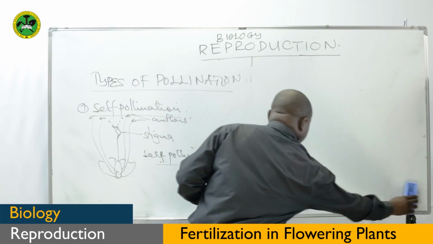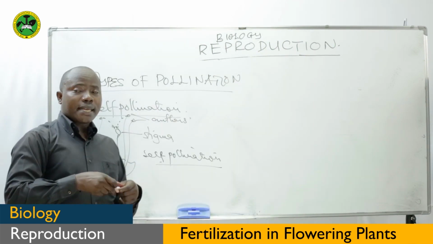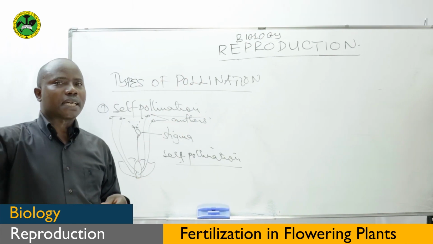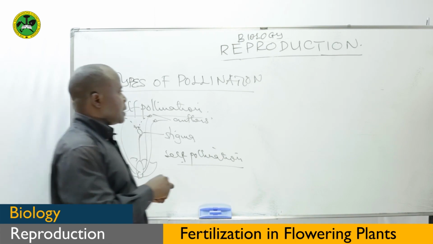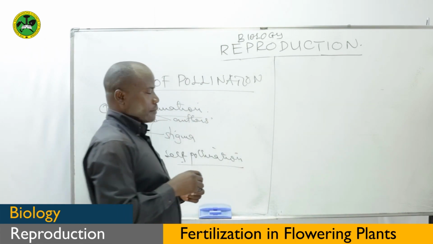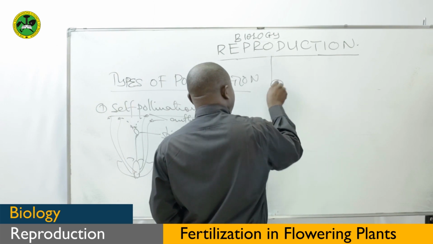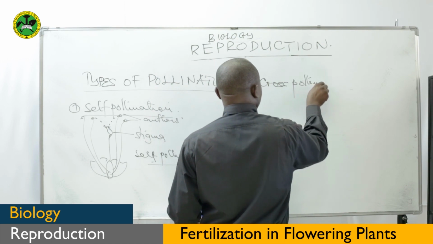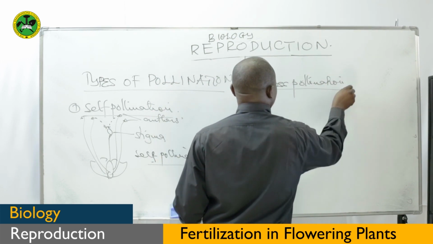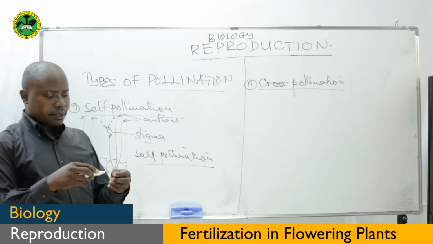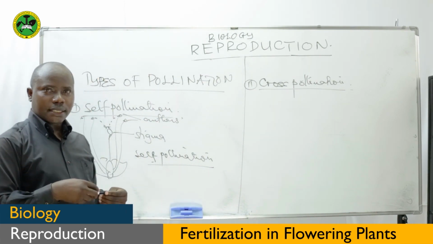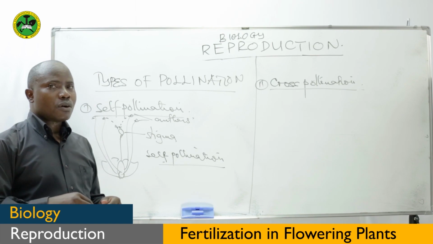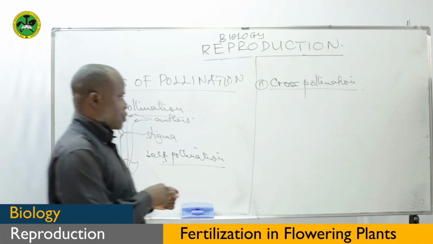But also, it can happen that the pollen grains are carried from the anther of flower A to the stigma of another flower, but on the same plant. That is also self-pollination. Another type is cross-pollination. Here, the pollen grains are carried by either wind or insect from the anther to the stigma of another flower of a different plant of the same species.